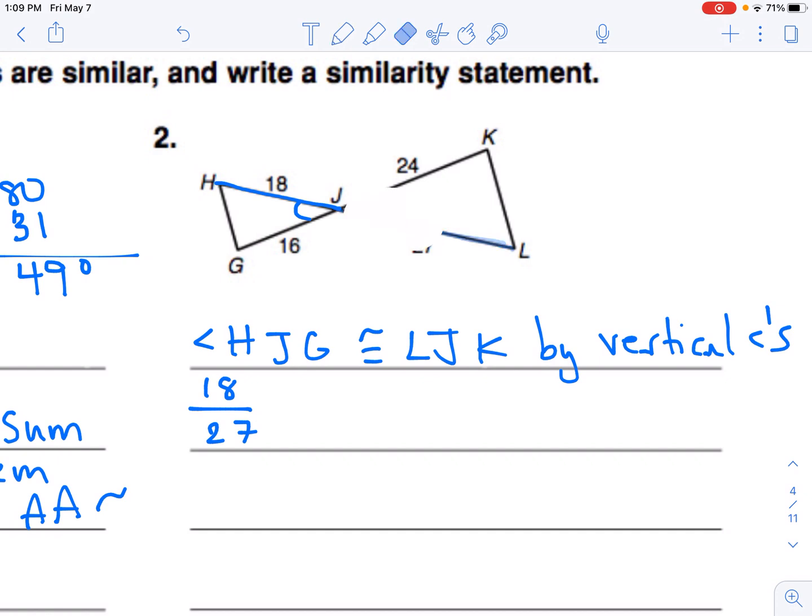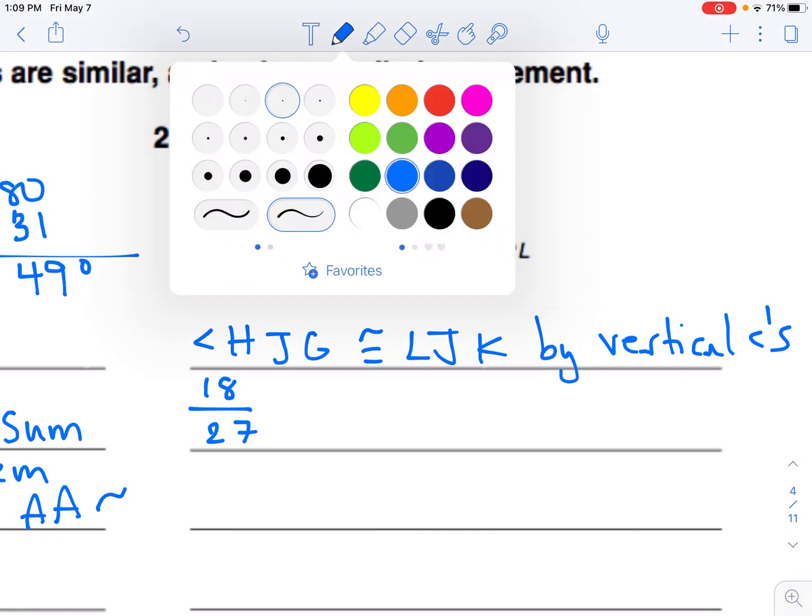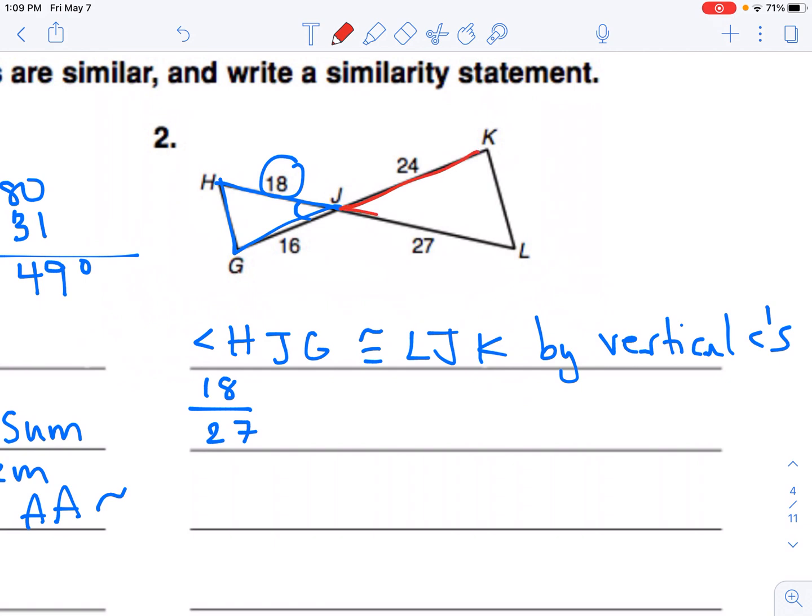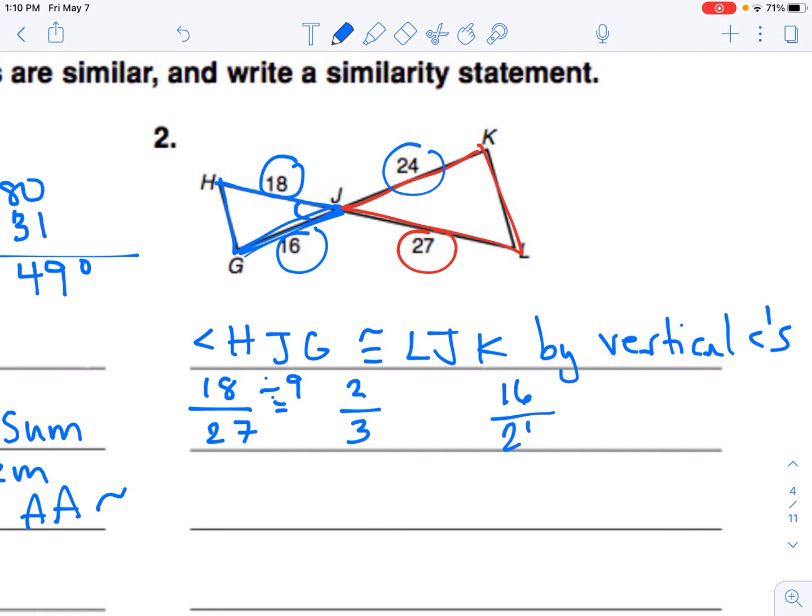Well, if I look at this triangle, 18 is the bigger side. And then if I look at this triangle, 27 is the bigger side. So I'm going to match the longer side with the longer side. And I'm going to reduce this fraction by dividing by 9. I get 2/3. I'm going to do the same thing with the other sides. So 16 matches with 24. And I'll divide the top and bottom by 8 to get 2/3.